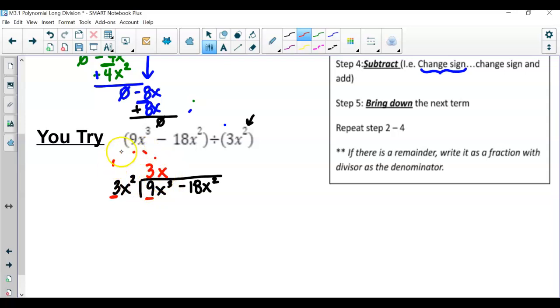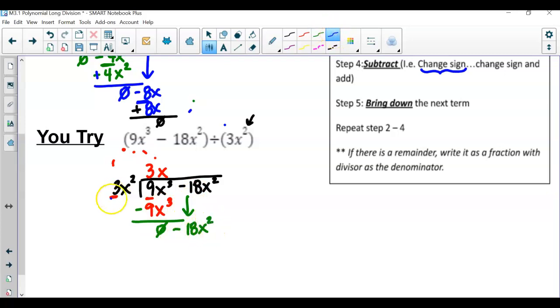So now when you multiply here, you have your 9x cubed. Remember now, we're going to subtract or change the sign. So I'm going to subtract, and there's my 0 canceled out. Bring down negative 18x squared.